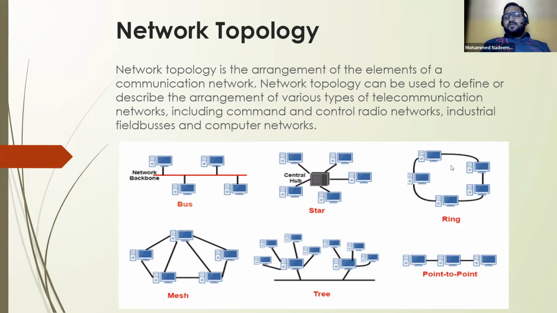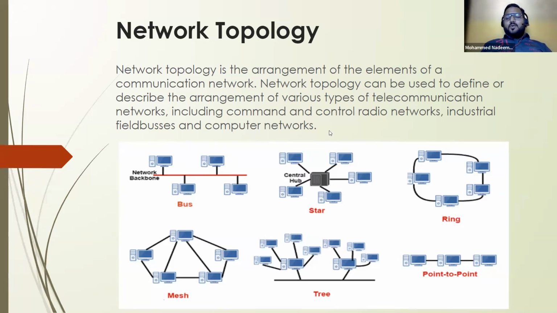Similarly, in the ring, if the cable is cut from here, all this network will get disturbed. They will get isolated. Similarly in point to point, if this machine wants to talk to this machine, they are dependent on this cable. If this cable breaks, there will be no communication. Similarly the tree. So these are the network topologies.